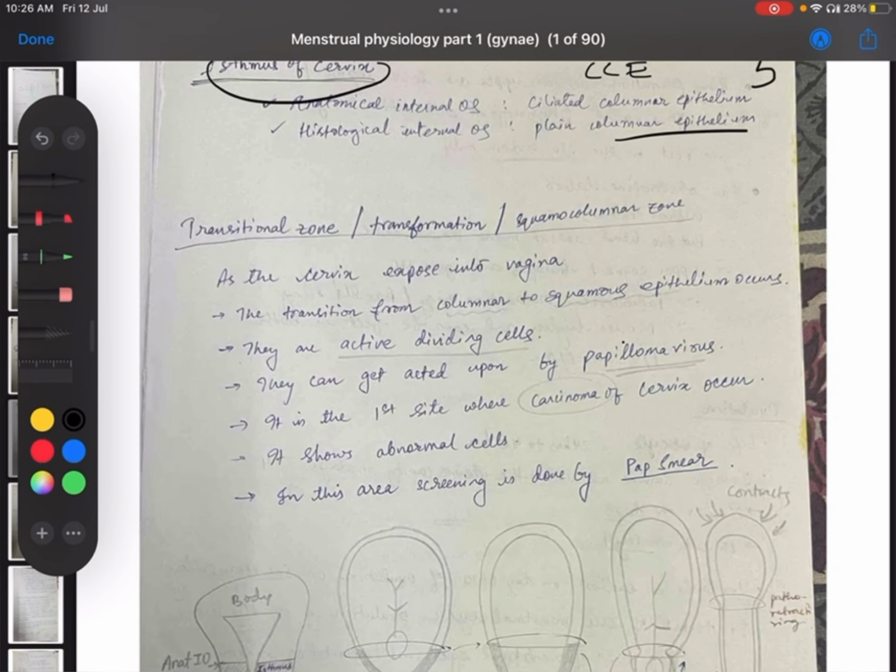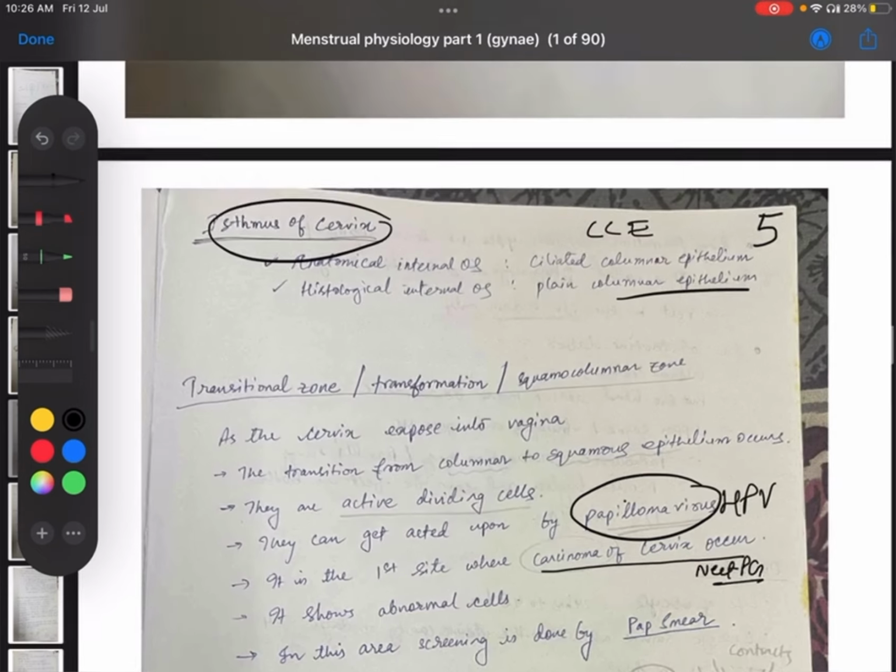As the cervix exposes into the vagina, the transition of columnar to squamous epithelium occurs. These are actively dividing cells. They can get acted upon by the papillomavirus, that is the HPV, human papillomavirus. It is the first site where carcinoma of cervix occurs. From NEET point of view, this is very important. The first site where carcinoma of cervix can occur is the transformational zone or the squamocolumnar zone.